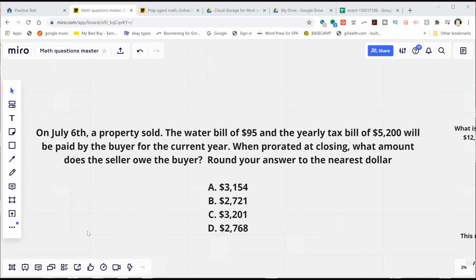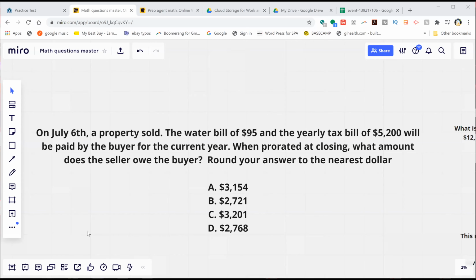On July 6th, the property sold. The water bill of $95 and the yearly tax bill of $5,200 will be paid by the buyer for the current year. When prorated at closing, what amount does the seller owe the buyer? Round your answer to the nearest dollar.